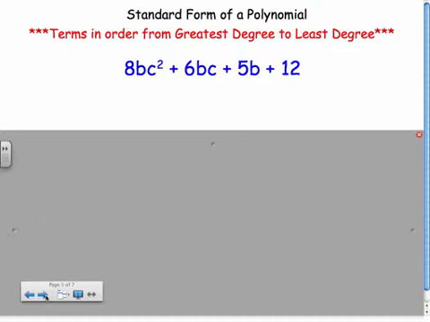We also like to write our polynomials in standard form. So what we're going to do is just write our terms in order from greatest degree to least degree. So once again, we're just finding the degree of each term. So in this case, it would be to the third degree, second degree, first degree, 0 degree. So this is already in standard form, right? From greatest to least. So I got 3, 2, 1, 0 of my degrees, greatest to least. So that is in standard form.